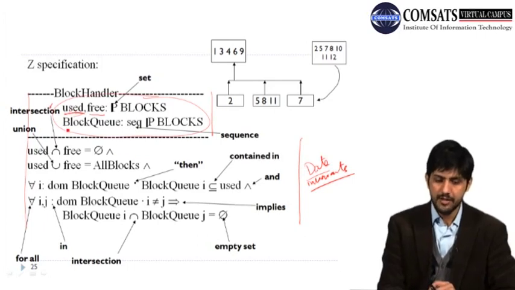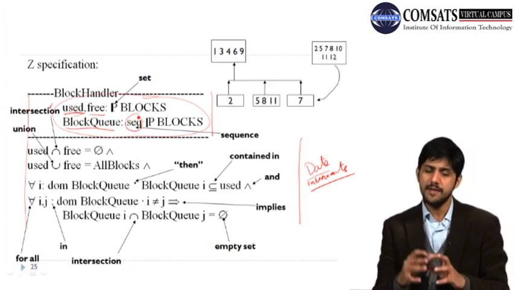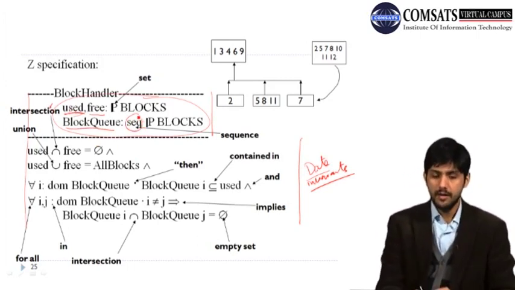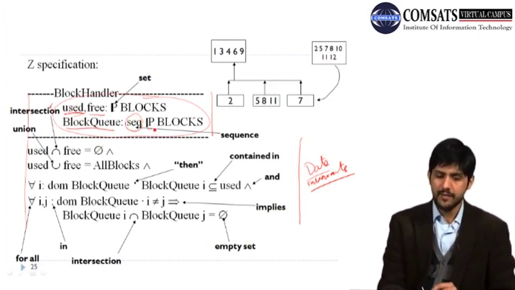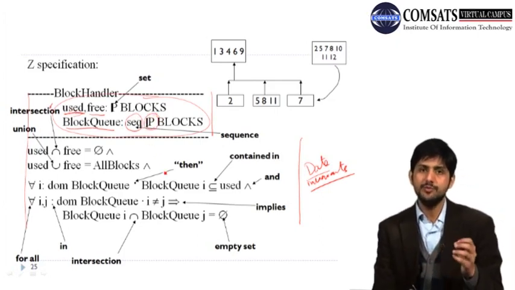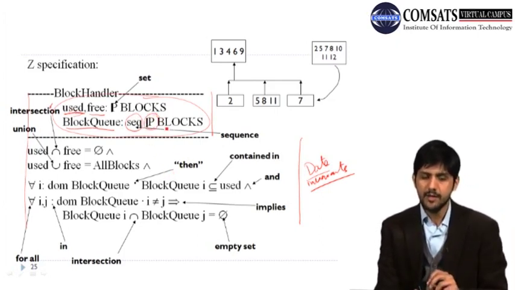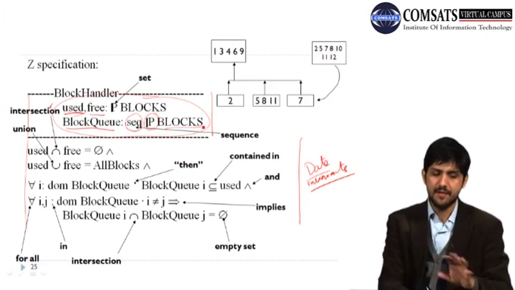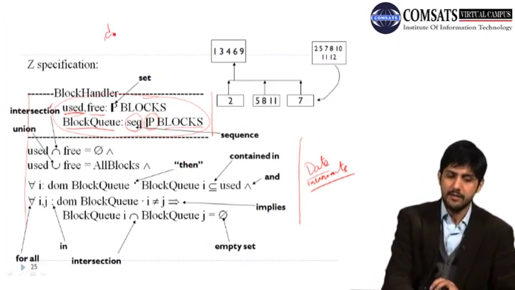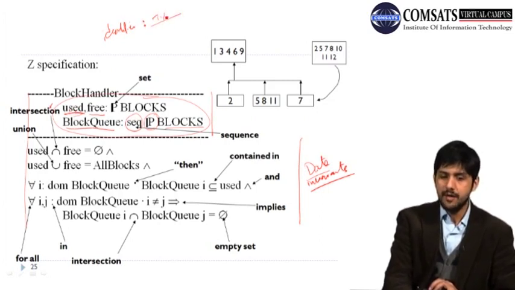And then I have a block Q, which is again a sequence. This sequence defines that this would be a queue, and it's like a set. It has all those properties of a set, and what does it have? It has the blocks. So this definition says that we have the identifier on the left side of this column, and on the right side we have the type.